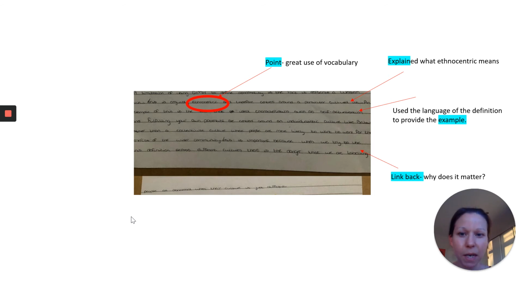But what I've done here is I've just picked out a few really good examples of where people have done things really well. So in this example here, really great use of vocabulary. They were immediately starting off the paragraph with their point by talking about the fact that this deviation from ideal mental health definition is ethnocentric. And then what we see really nicely here is the PEEL structure. So they then go on to explain what ethnocentric means. They then provide an example by referring to self-actualization here. So they're using the language of the definition as their example. And then at the end of the paragraph, they're linking back and saying why it matters. This is important because. So really great use of the PEEL structure there. Well done.